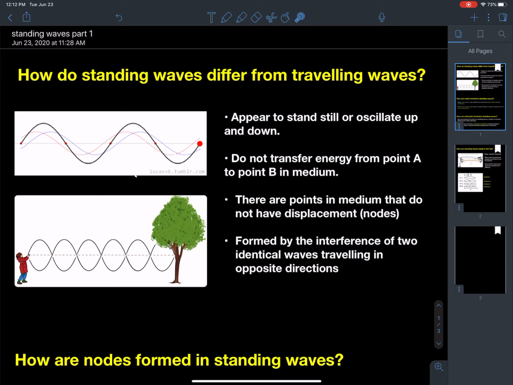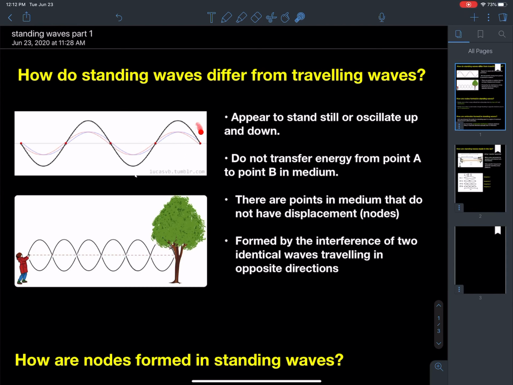Okay, so how does that happen? Nodes appear when a crest, let's see that blue crest, when that blue crest meets a trough, it cancels out due to the law of superposition. Okay, so we can see that's what a standing wave looks like. It oscillates up and down, appears like it's not moving at all.